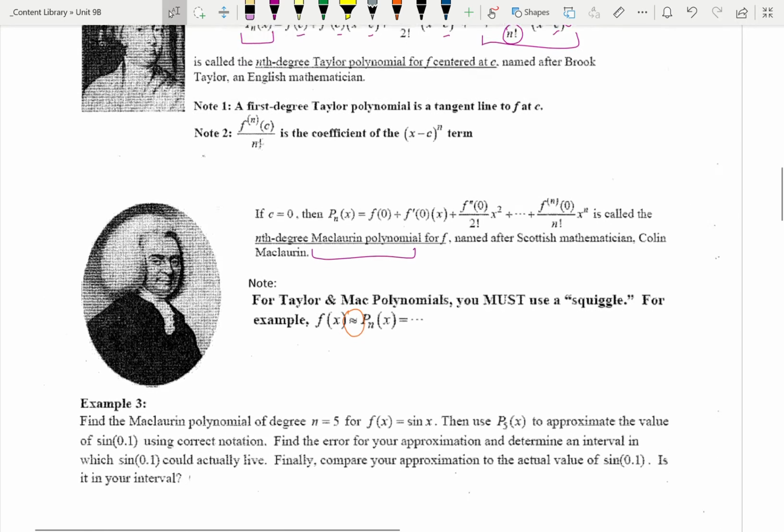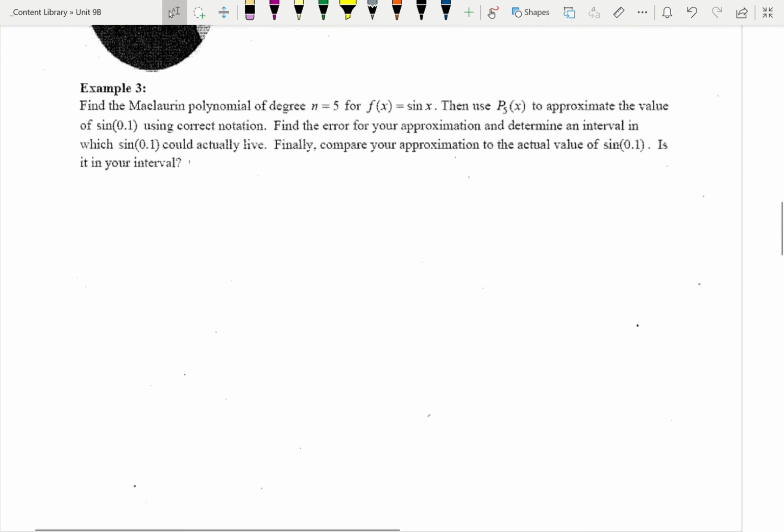All right, so for example 3, find the Maclaurin polynomial of degree 5 for the function f of x. Well, we just dealt with f of x before. Last time we took the derivative and we called it a day because we were asked to find the tangent line, and the tangent line is the degree 1 polynomial approximation, but we want now the degree 5 approximation, so we're going to have to take the first derivative, and we're going to have to take the second derivative, and we're just going to have to keep on going.